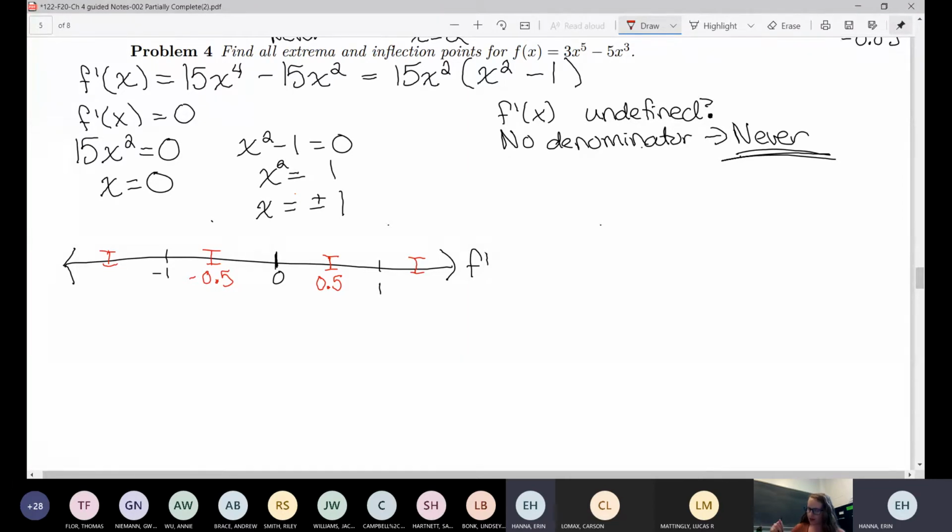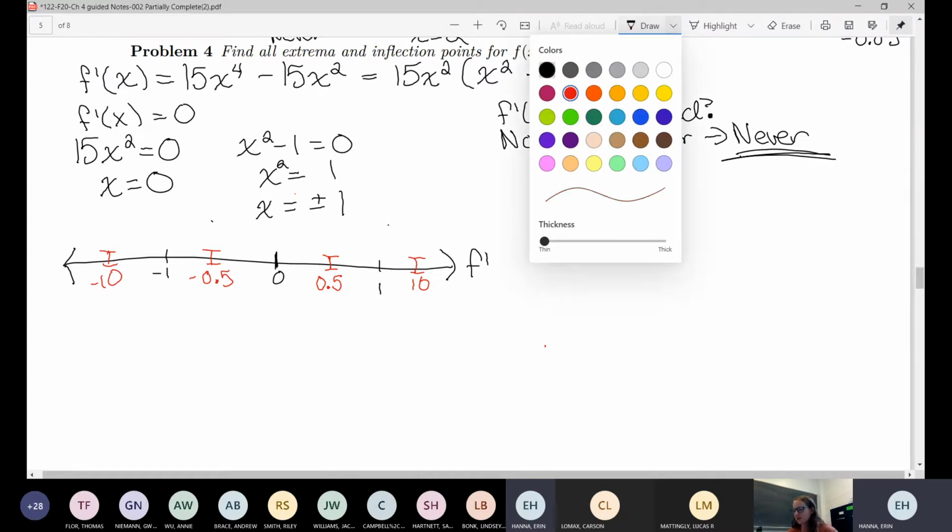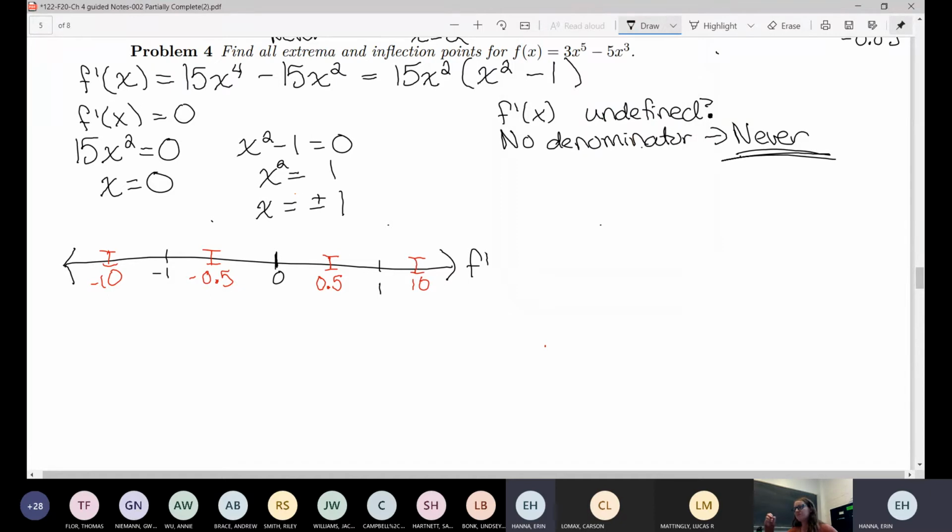And then I need something greater than 1 and less than negative 1. I'm going to go ahead and do 10 and negative 10 because I can. You can choose whatever number you want, but again, sometimes going a bit obnoxious can make the signs easier to tell. So we need to plug all of those points into the derivative.